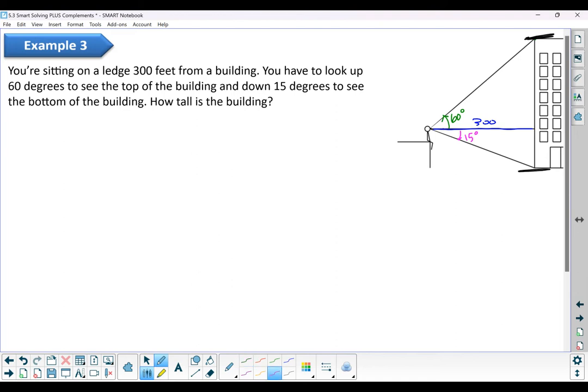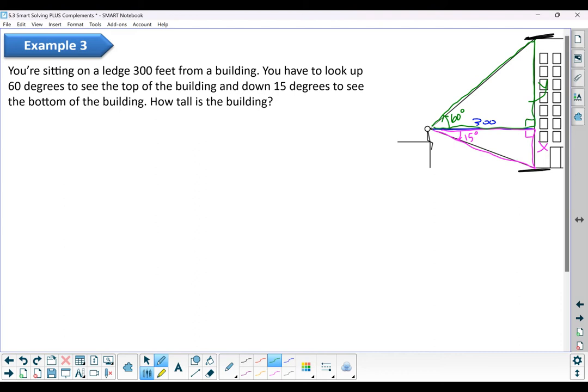So we're going to use two triangles to help us figure out this answer. We're going to use this triangle over here to figure out this portion of the height of the building. And then we're going to use this triangle over here to figure out this portion of the height of the building. And then our total height will be those two numbers added together. So I'm going to start with the green triangle.